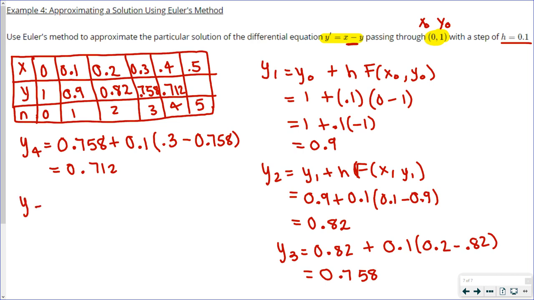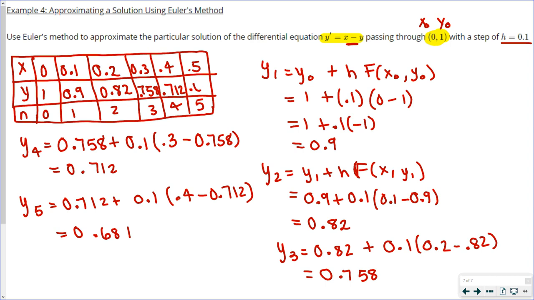And the last one, y sub 5: previous y value plus 0.1 times previous x value minus previous y value. And we get 0.681. Now you try.